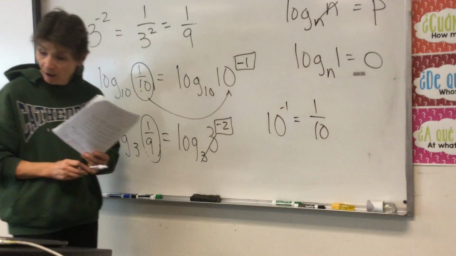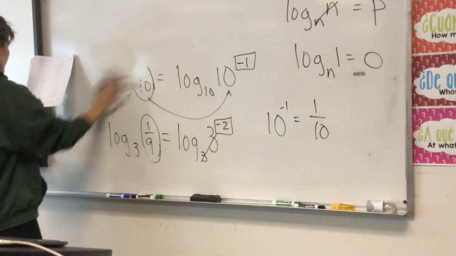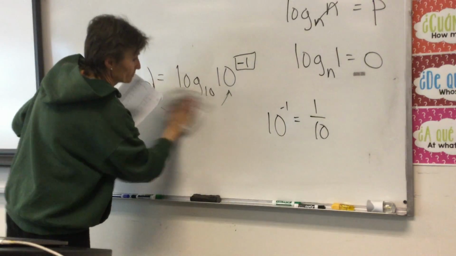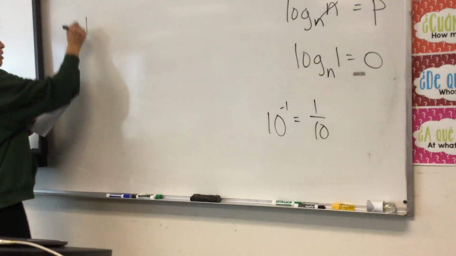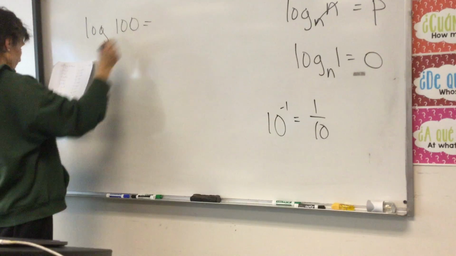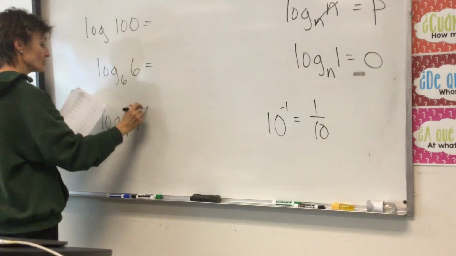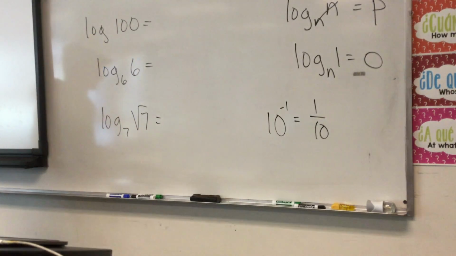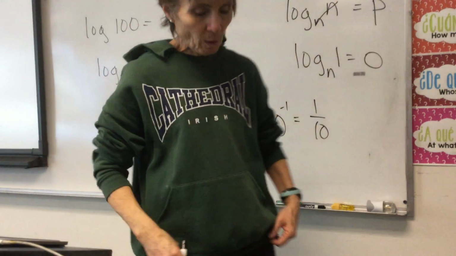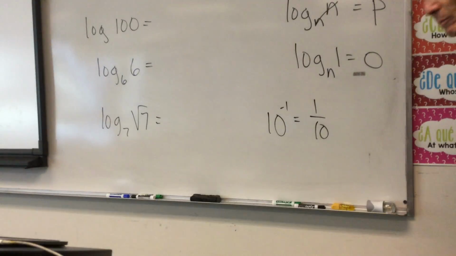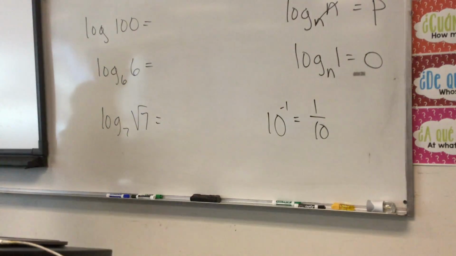All right, I want to finish this column. So let's do the next three. We have the log of 100, the log base 6 of 6, and the log base 7 of the square root of 7. Does anybody want to take a guess at any of these? We don't have to do them in order. Does anybody have a thought about any of them?